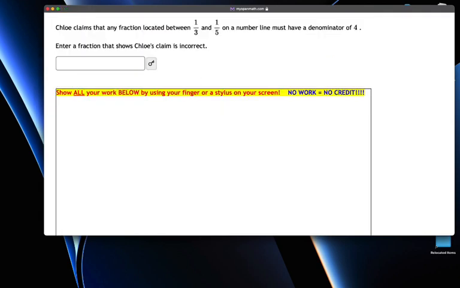In this problem, Chloe claims that any fraction located between 1/3 and 1/5 on a number line must have a denominator of 4. Enter a fraction that shows Chloe's claim is incorrect. So if we were to draw a number line here, here's 0, 1/5 is smaller than 1/3, and so maybe something like that. So the question is, she claims that any fraction that's between those two must have a denominator of 4. Well, obviously 1/4 is in between those two, but she's saying that any fraction located between those two must have a denominator of 4.